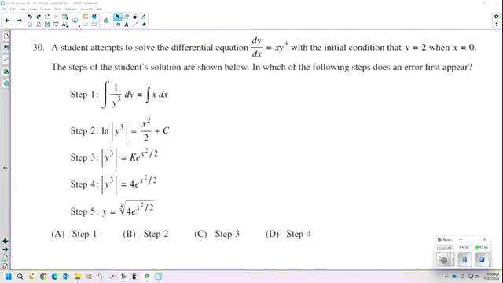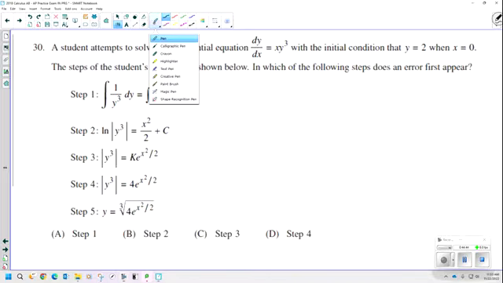Number 30, our last problem, and as I'm reading this it's like an Algebra 2 or an Algebra 1 question. A student attempts to solve a differential equation, dy/dx equals x times y cubed, with the initial condition y equals 2 and x equals 0. The steps of the student's solution are shown below. In which of the following steps does an error first appear? Well, we're just trying to find someone else's mistake. That is an Algebra 1 or Algebra 2, maybe even a geometry Regents question or a final exam question, not a calculus one, but it deals with calculus work, so I get it.